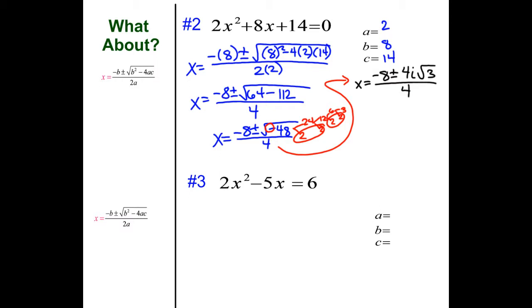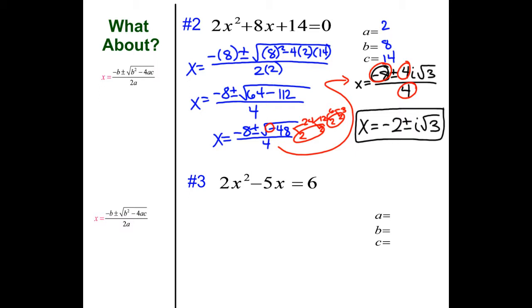Now let's look at each piece. Can I pull out anything from, sorry, meant to circle that in red, from these three numbers? Well, yeah, I can pull out a 4 from each piece. So really, x becomes, it equals -2 plus or minus i square roots of 3. And since I'm dividing by 1, I can leave it like that. And since I can't simplify i square roots of 3 any further, I'm just going to leave it in that form.